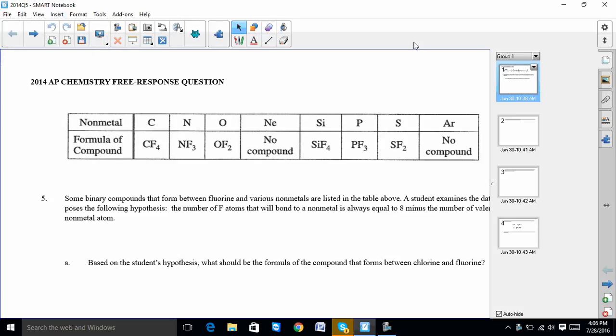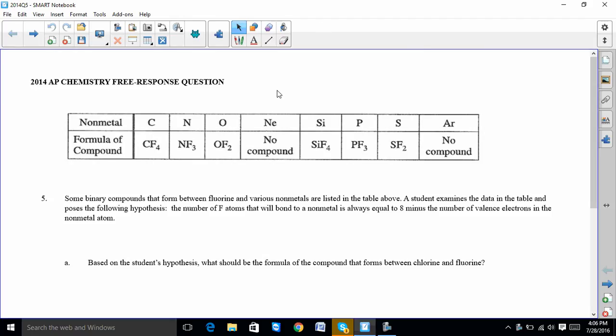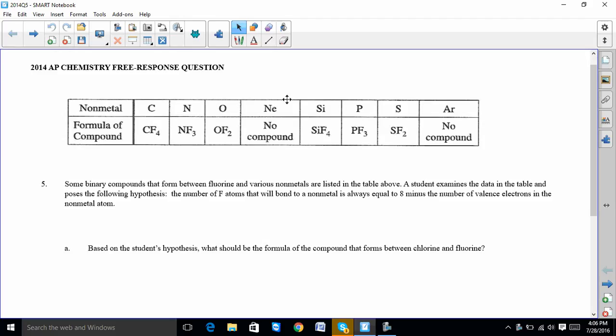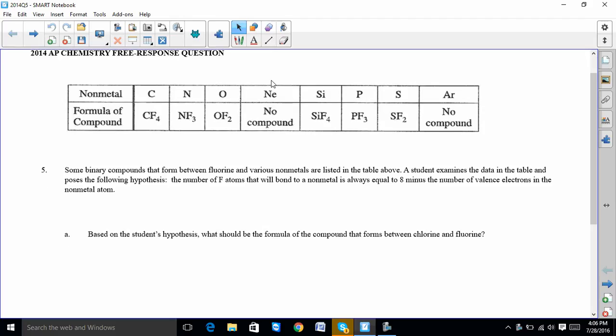Okay, this was 2014, and 2014 was the first year where the test was reconstructed. I'm trying to think of the word I'm looking for, but it's the first year of the test revision. And so what happens is the first three questions are long, 23 minutes, a point a piece, 11 points. And then the last four questions don't have a lot of points. And so this is a short one.